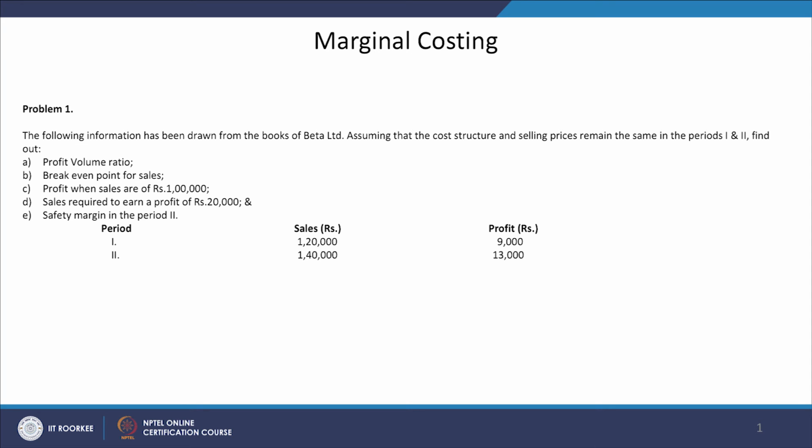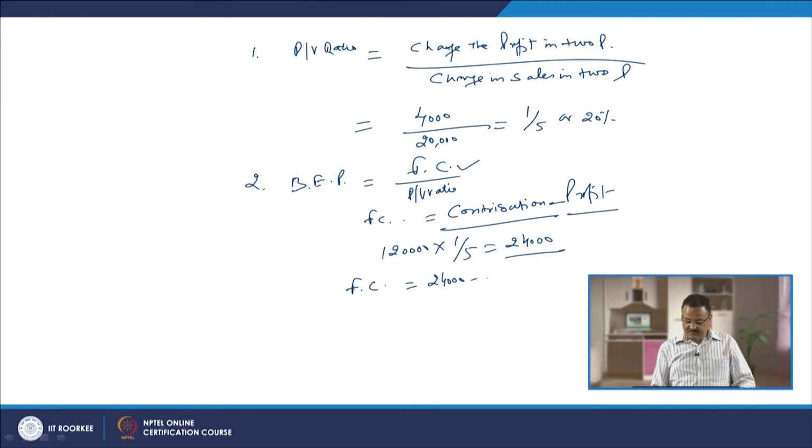So, we are going to calculate the break even point for sales for period 1. If you calculate the profit for period 1, how much is it? It is 9,000. So, what is now the fixed cost? Fixed cost is going to be rupees 15,000.